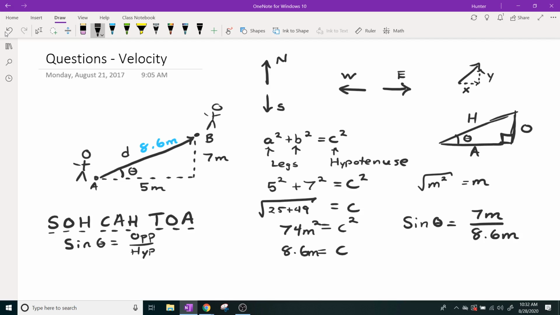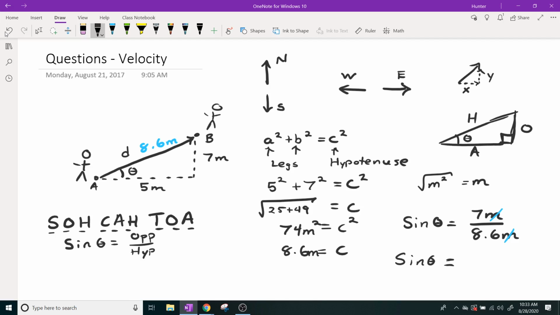And a couple of things happen that you don't necessarily even talk about in math class. One, the meters cancel out, which means that you really are just looking at a number. It's really a ratio. So the meters do end up canceling. And the way that Mr. Broadway does it is I type in 7 divided by 8.6 and get a decimal. And then after that, I take the inverse sine of both sides. So I'll get the sine of theta equals something, and then I take the inverse sine of that something.